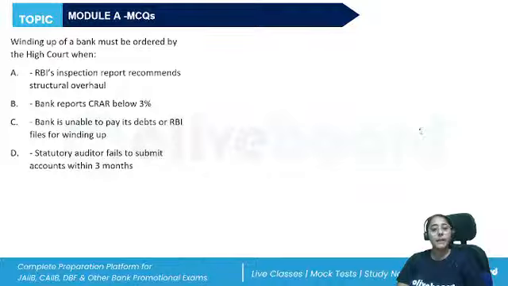Winding up of a bank must be ordered by the High Court when? When will the High Court give an order of the winding up of a bank? After the RBI's inspection, the report recommends structural overhaul. The bank reports CRAR below 3%. Bank is unable to pay its debts or RBI files for winding up. Statutory auditor fails to submit accounts within 3 months. So, in which of these following conditions is it necessary that the High Court must order the winding up of a bank?